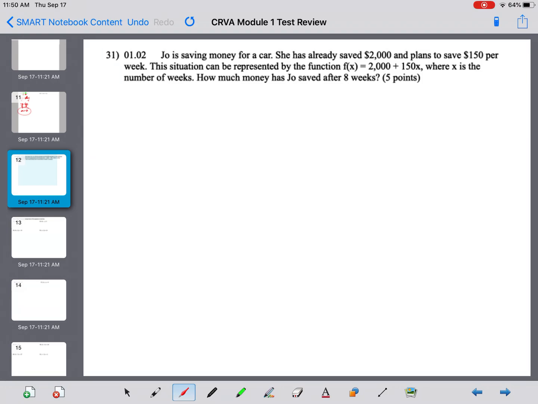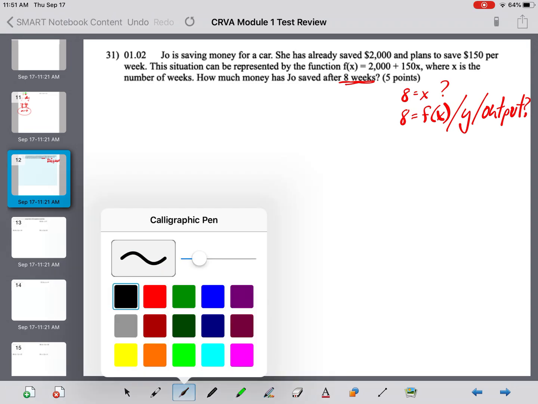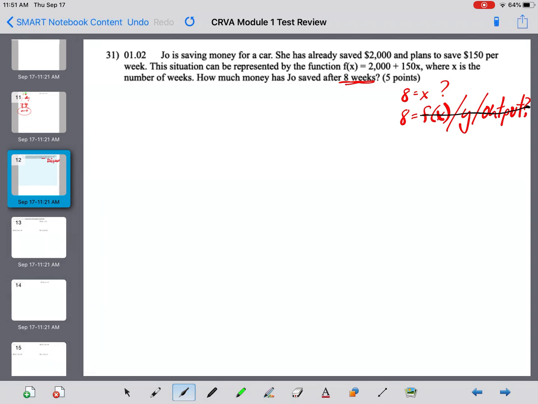So the big thing here, folks, is to realize, is that 8 equal to x, or is it equal to f of x, which is like your y or output value? Well, x represents the number of weeks, and 8 is the number of weeks. So x is 8 here. So now I just need to plug that in and simplify it.